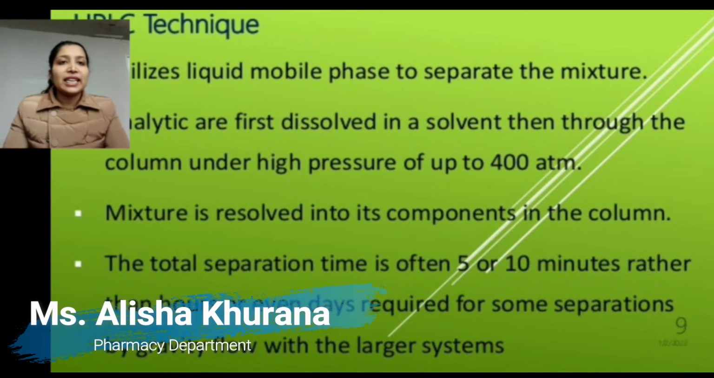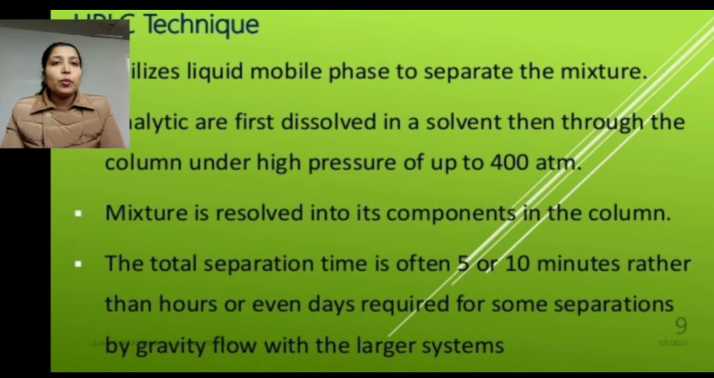So the HPLC technique utilizes a liquid mobile phase to separate the mixture, and the components are called analytes. The mixture is first dissolved in the solvent, then passed through the column under a high pressure of about 400 atmospheres. The mixture is separated into its components in the column. The total separation time is often 5 or 10 minutes, rather than the hours or even days required for some separations by gravity flow with larger systems.